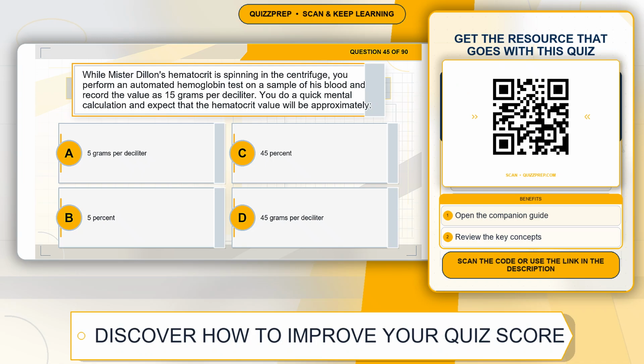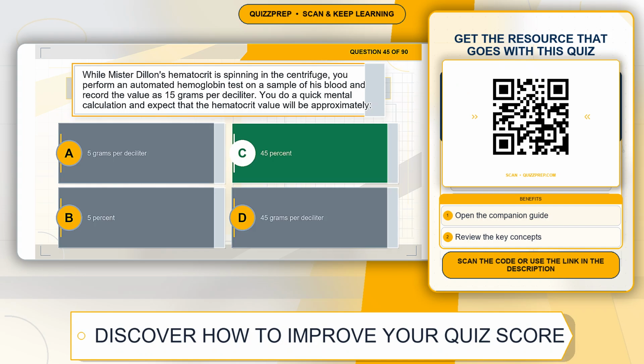Question 45. While Mr. Dillon's hematocrit is spinning in the centrifuge, you perform an automated hemoglobin test on a sample of his blood and record the value as 15 grams per deciliter. You do a quick mental calculation and expect that the hematocrit value will be approximately: Option A, 5 grams per deciliter. Option B, 5%. Option C, 45%. Option D, 45 grams per deciliter.